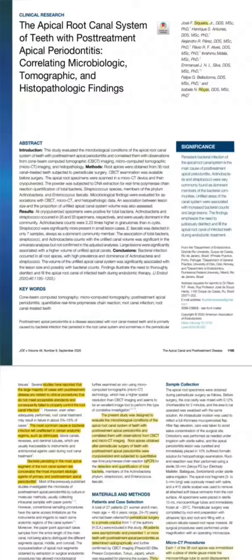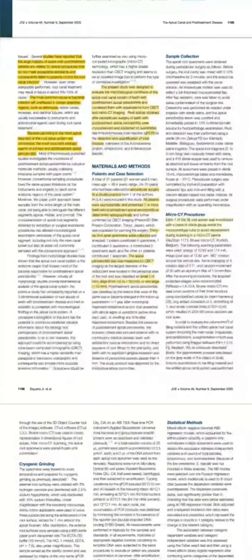The apical root canal system of teeth with post-treatment apical periodontitis, correlating microbiologic, tomographic, and histopathologic findings. This study was published in JOE 2020 by Jose Siqueira and his colleagues from Brazil. Their aim in conducting this study was to evaluate the microbiologic conditions of the apical root canal system of teeth with persistent apical periodontitis, and later to correlate them with observations from CBCT and micro-CT imaging.